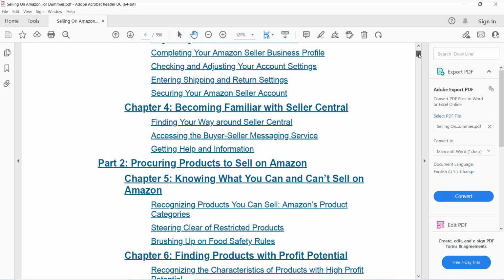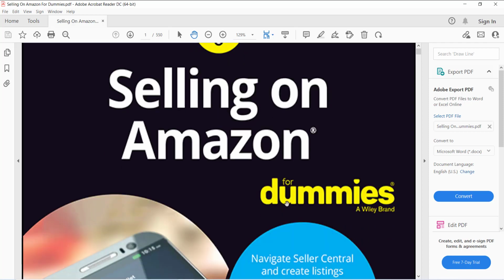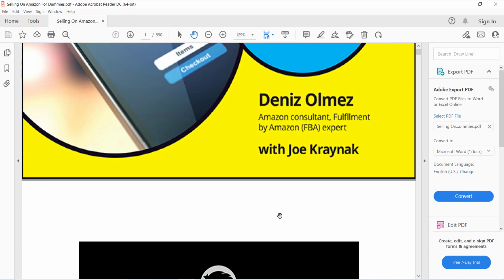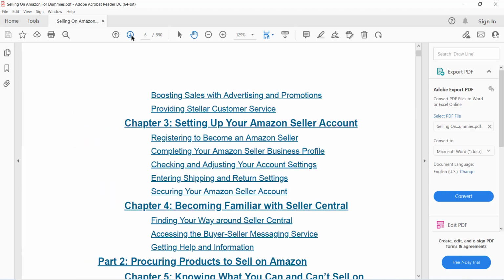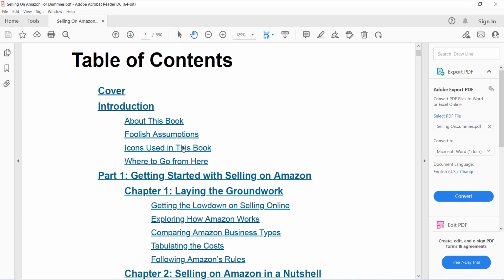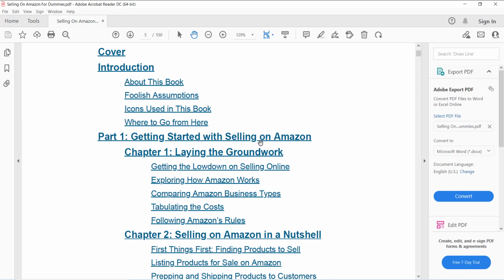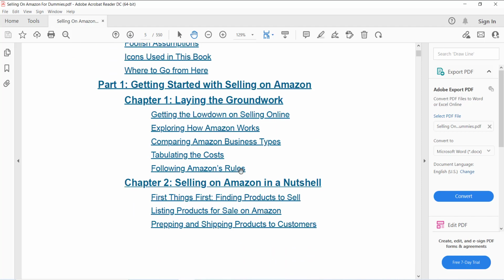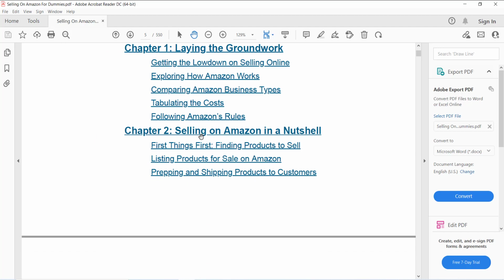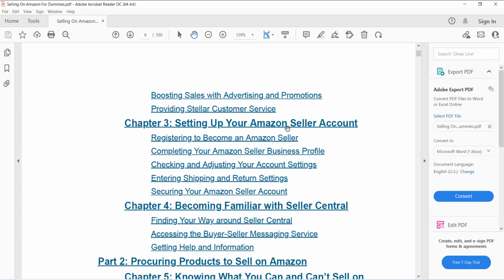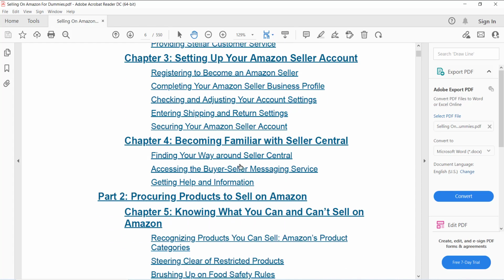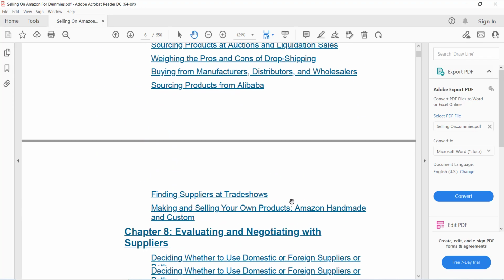The name of the book is Selling on Amazon for Dummies. It is a very good book. So if we go to the chapters, you can learn about getting started with selling on Amazon. Chapter 1 will tell you the basics about Amazon and how it works. Then Chapter 2, selling on Amazon in a nutshell. Chapter 3, setting up your Amazon seller account, and becoming familiar with Seller Central.